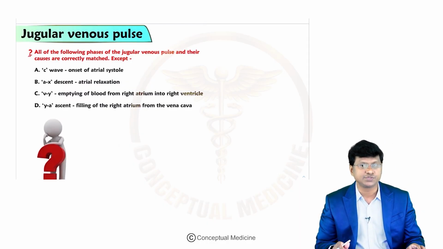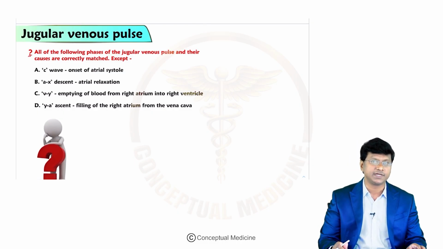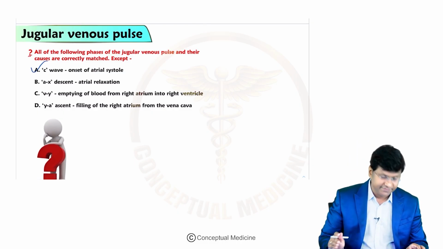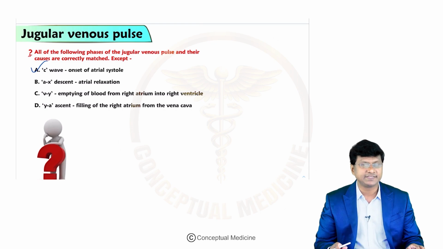All of the following phases of the jugular venous pulse and their causes are correctly matched except what? The C wave. The C wave does not represent the onset of atrial systole, it represents the bulging of the tricuspid valve into the right atrium.